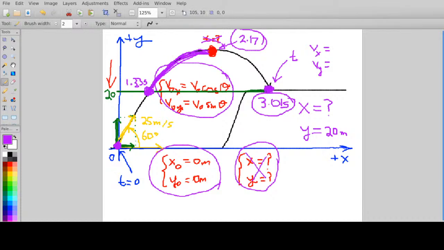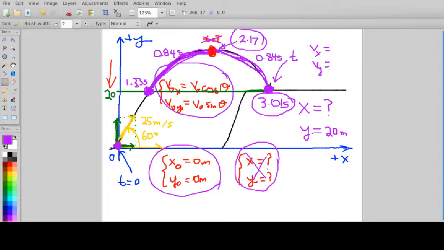That part there, let me just look at the number, it actually turns out to be 0.84 seconds. The time it takes to go from the 20-meter mark to maximum height on the way up is 0.84 seconds, and guess what? The time it takes to go from maximum height back down to the 20-meter mark on the way down is 0.84 seconds. So the maximum height is exactly in the middle of the parabola on the way up and on the way down.